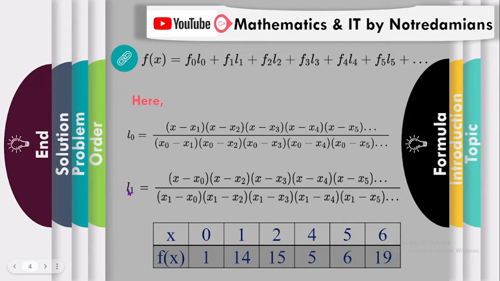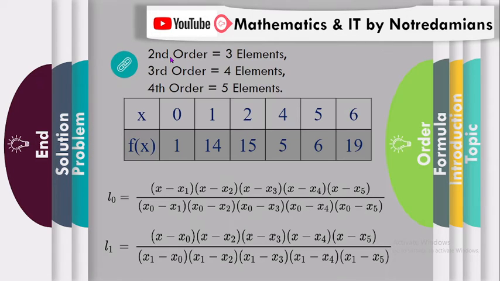Okay, same for L1. As it is L1, we have to subtract every value of x from x in the numerator except x1. And we have to subtract the same values of x from x1 in the denominator. Now how much will we continue this? For this we have to know about order. Second order is equal to 3 elements, 4 elements is equal to third order, 5 elements is equal to fourth order. So we can say that order is 1 less than total elements.